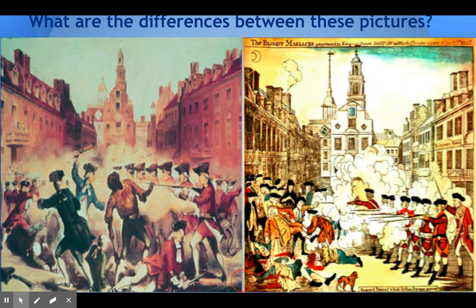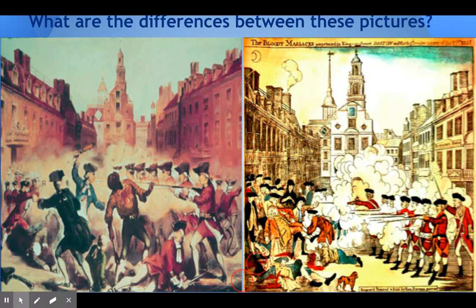Today in your assignment, you're going to look at slide 9, and you're going to have to analyze these two pictures. The picture on the right is done by Paul Revere, a noted artist in Boston, and the picture on the left is another picture that portrayed the same event. Your job in this slide will be to analyze both and tell me the differences that you see and what you see happening between the two.